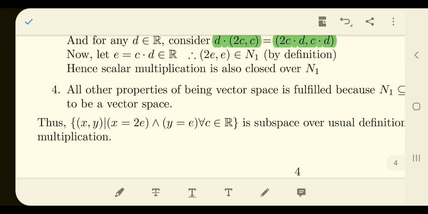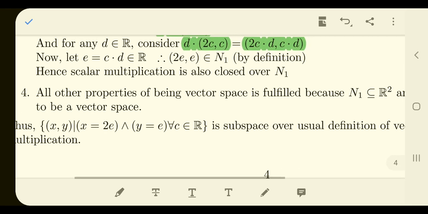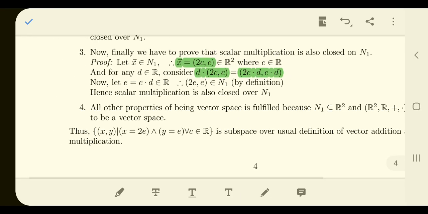Now all other properties of being a vector space are fulfilled, because n1 is a subset of R2. As I said, properties like associativity, distributivity, and the existence of identity in the scalar set are inherited. They come from the definition of a subspace, because it is already a subset of the vector space, so they are inherited.